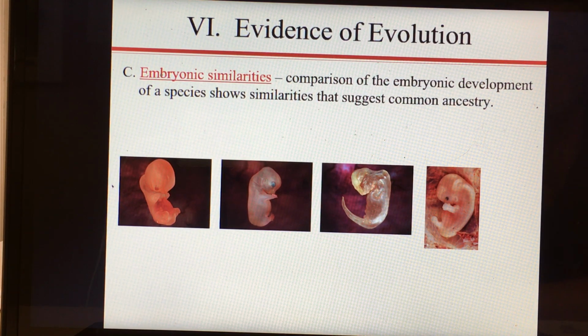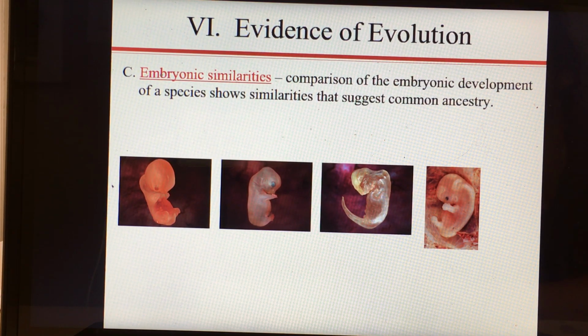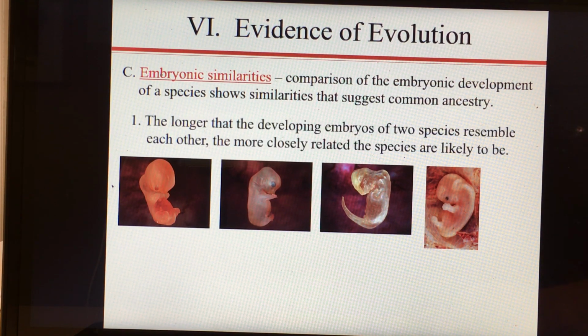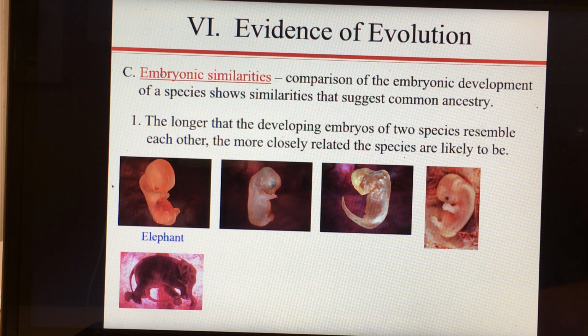Another piece of evidence of evolution is looking at embryonic similarities. So you can compare embryos of different species at various stages of embryonic development to see who is most closely related. So the longer that the developing embryos of two species look alike, the more closely related the species are likely to be. So the species on the left is an elephant.